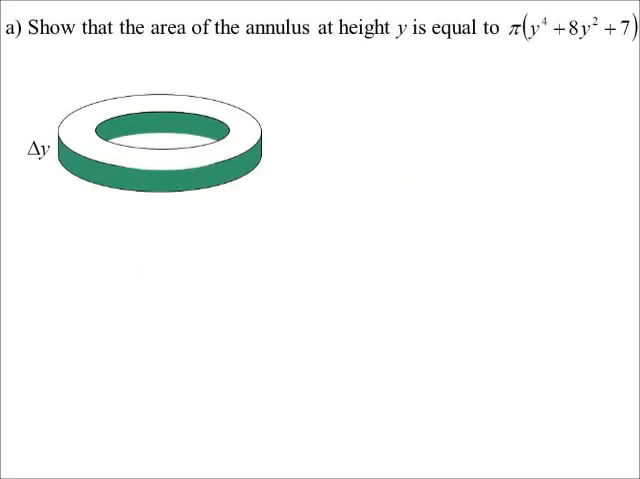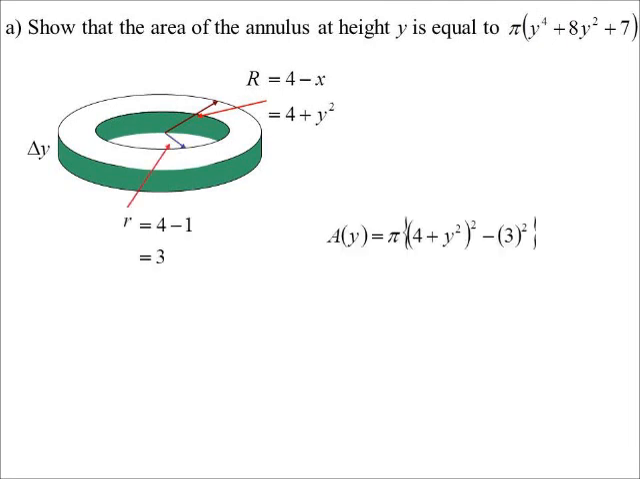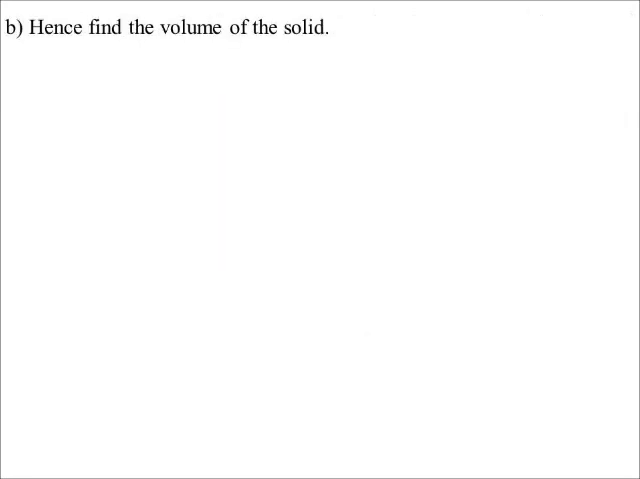Alright, let's sub those in. There's my big radius, 4 plus y squared. My little radius of 3. So my area function will be the big circle minus the little circle. We can tidy that up algebraically, and we've shown what they've asked us to show. Okay, hence find the volume. Alright, well I know that's the area, so if I multiply it by the thickness, I'll get the volume element.